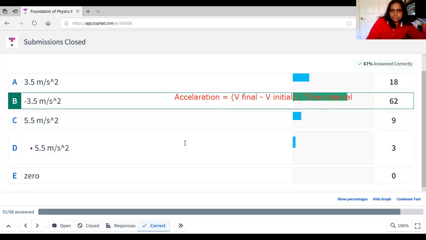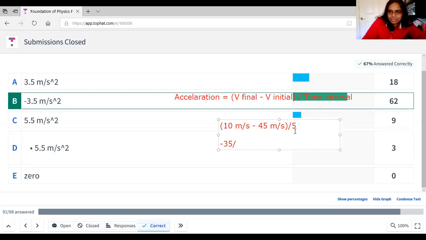Now, let's see what is V final here. V final is 10 meters per second, right? And the V initial is 45 meters per second, right? And then the time interval is 5 seconds. Do you agree? And then 10 minus 45 is minus 35. Then you divide it by 5.